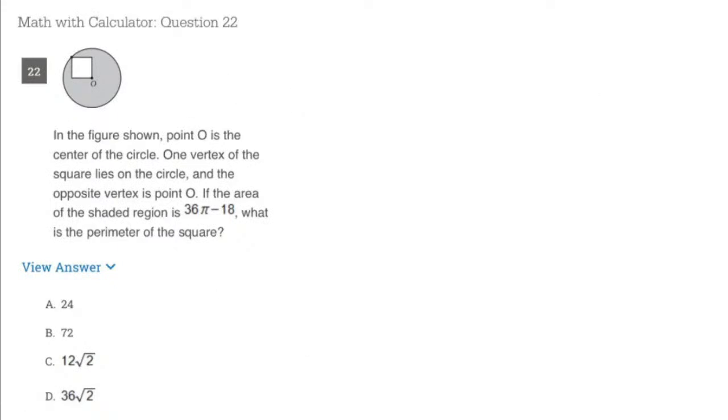Okay, another question with circles. So in the figure, point O is the center and the vertex of the square lies on the circle. So it's this point and the other one is on the center. We have the area of the shaded region, and we need to find the perimeter of the square. To find the perimeter of the square, we need to first find its side, right?